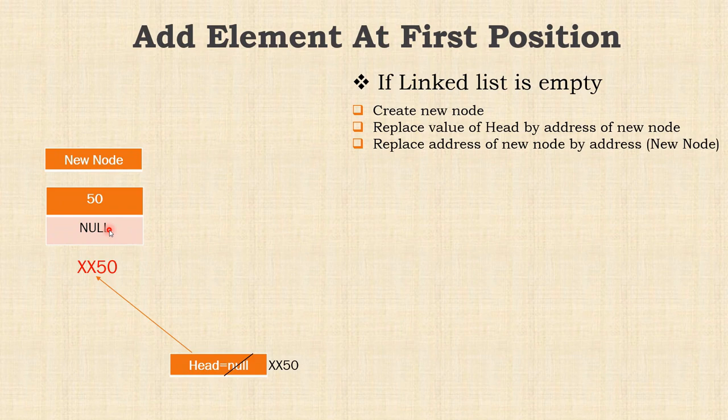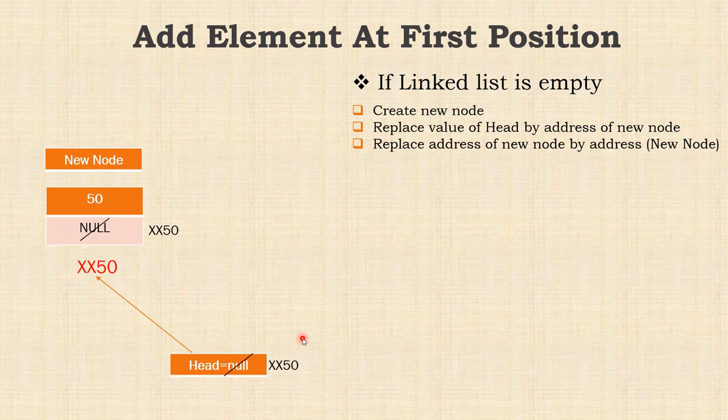So we are going to delete null in the next part of the new node, and instead of null it should be xx50. Now it's completed. So now we have added successfully our first node inside the circular linked list. Like this we can add the first element inside a circular linked list.